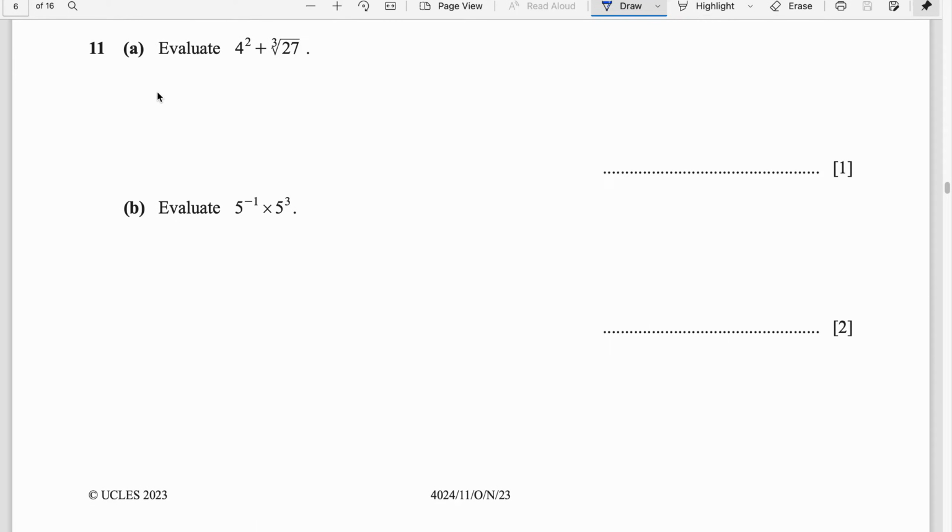Question number 11. Evaluate. 4 square is 16, cube root of 27 is 3, and 16 plus 3 is 19. Bases same, powers add. So 3 minus 1, that is 5 square, which is equal to 25.